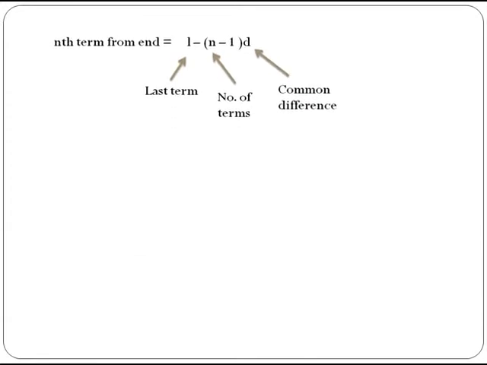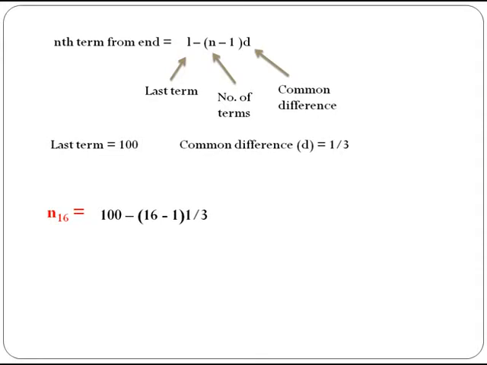Let us take a quick example. Let's say that the last term of an AP is 100 and the common difference given is 1/3. Let's say you have to find the 16th term from the end. So the 16th term would be equal to 100 - (16 - 1) × 1/3, or 100 - 5, that is equal to 95. So the 16th term in this AP from the end would be 95.